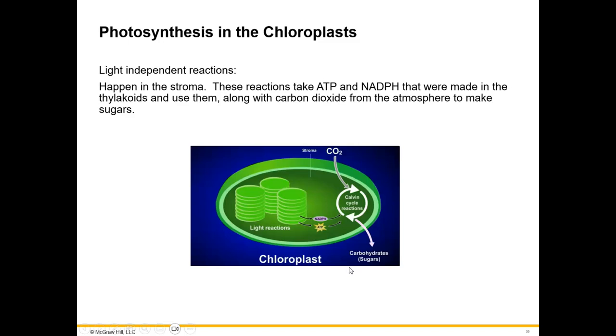So that's our summary. I want you guys to be able to remember what happens in the light-dependent reactions, what happens in the light-independent reactions, what are the products of each of those reactions, and of photosynthesis as a whole. So you should know what goes into photosynthesis and what's produced by photosynthesis.